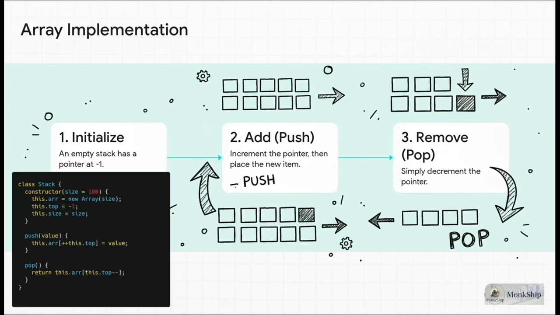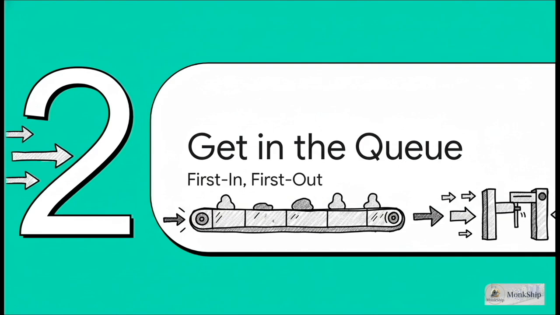So how does this actually work in the code? Well, a really common way to build a stack is just with a basic list or an array. All you do is keep track of where the top is. When you want to add an item, we call that a push. You just stick it on the end. And when you want to take one off, that's a pop. You just grab it from that same end. That's it. Because you're only ever dealing with the very end of the list, these operations are incredibly fast, super efficient. Next up, we've got the queue.